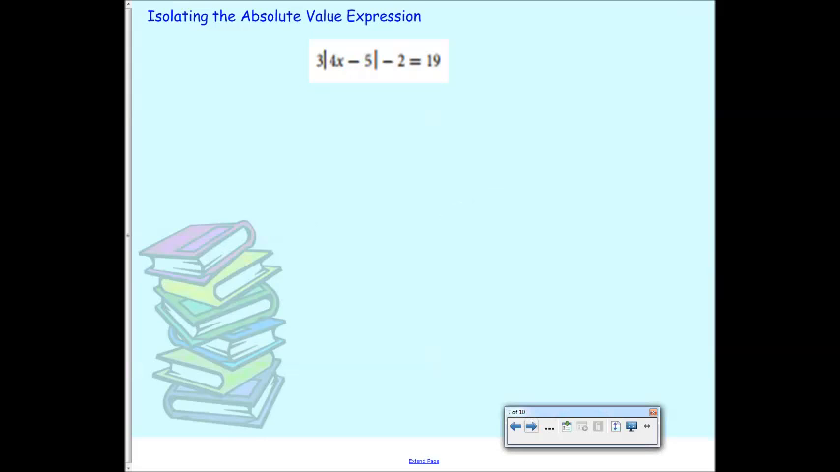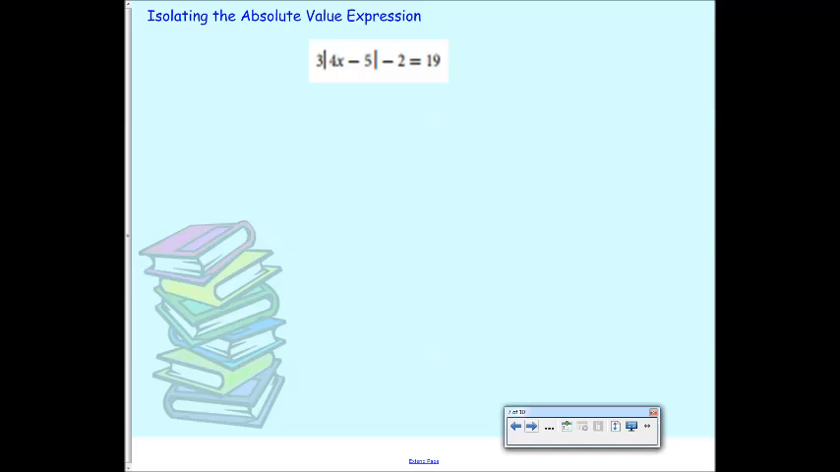All right, what's happening in here? So in this equation, we have a much longer equation. We have 3 absolute value of 4x minus 5 minus 2 equals 19. So I've got a couple things going on here. I have an absolute value expression, but I also have other stuff. I have a positive 3 being multiplied, and I have a negative 2, or a minus 2.